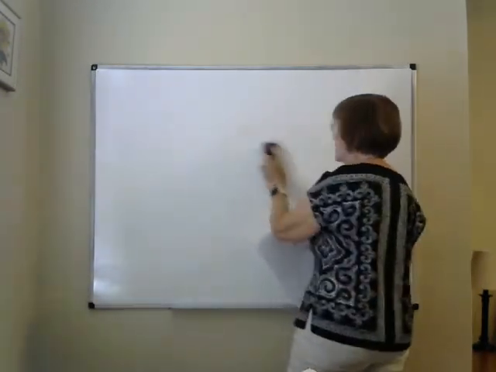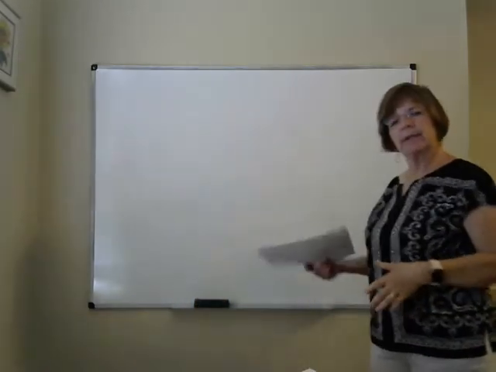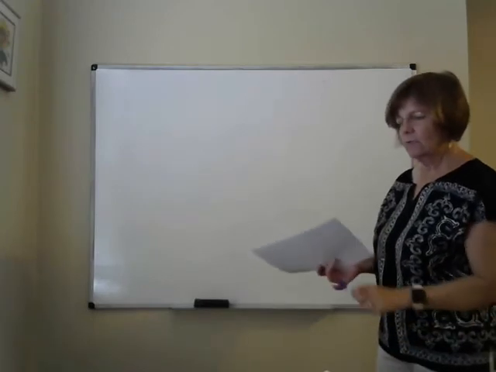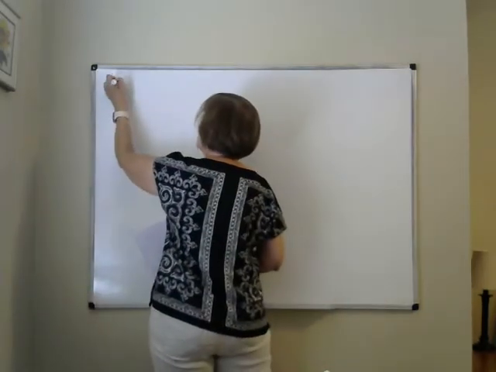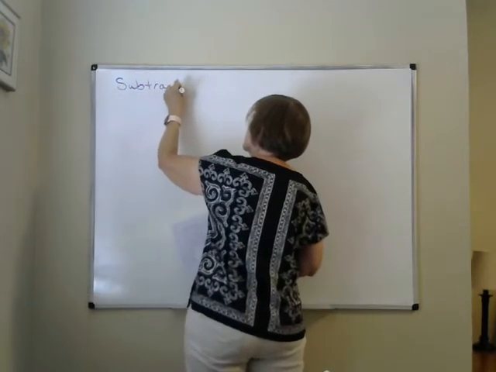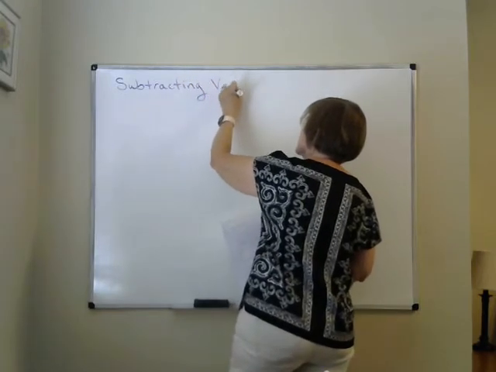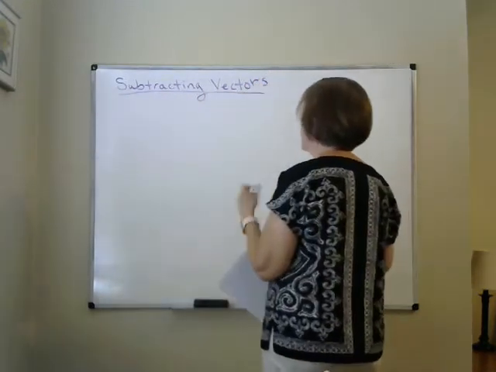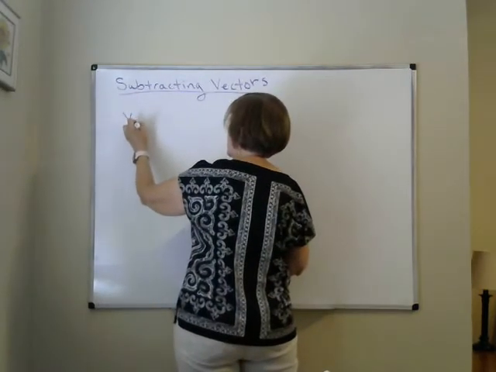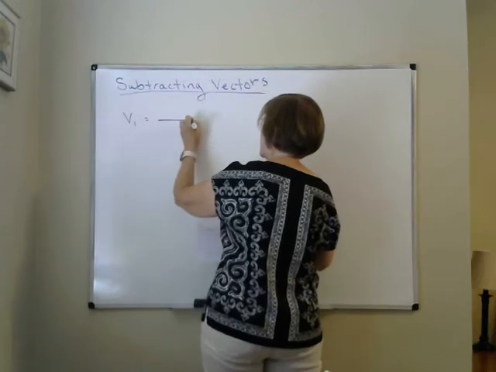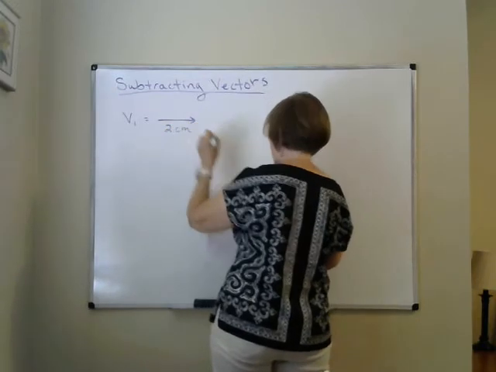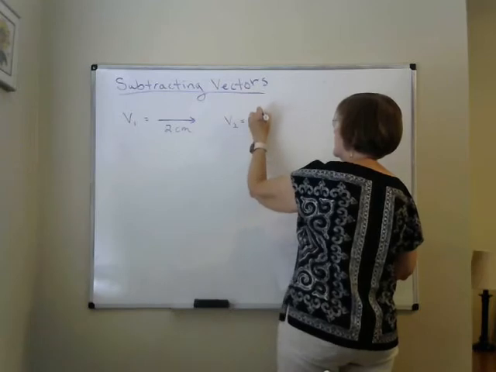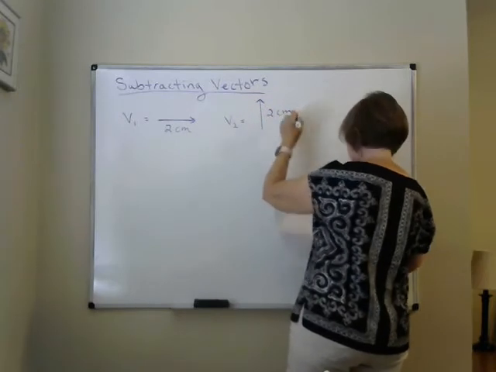So far we've only talked about adding vectors graphically, but it's possible that we might need to subtract vectors. That's a little bit different, so let's take a minute and look at how we go about subtracting vectors. Let's suppose we have 2 vectors, and we're going to keep them pretty simple. V1 is a 2 centimeter long vector that points directly to the right. V2 is also a 2 centimeter long vector, and it points directly up.